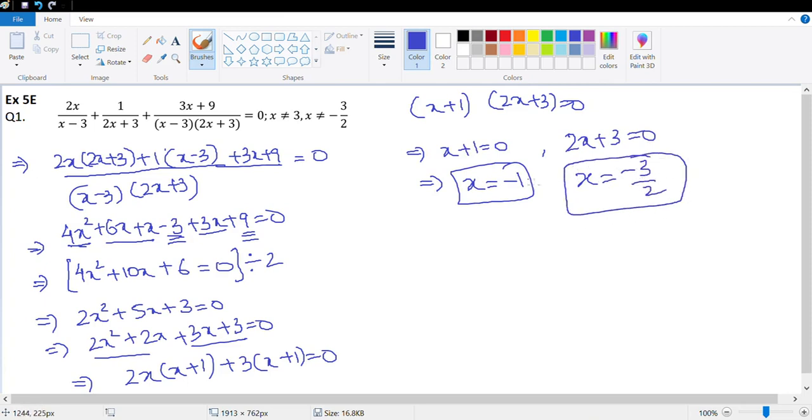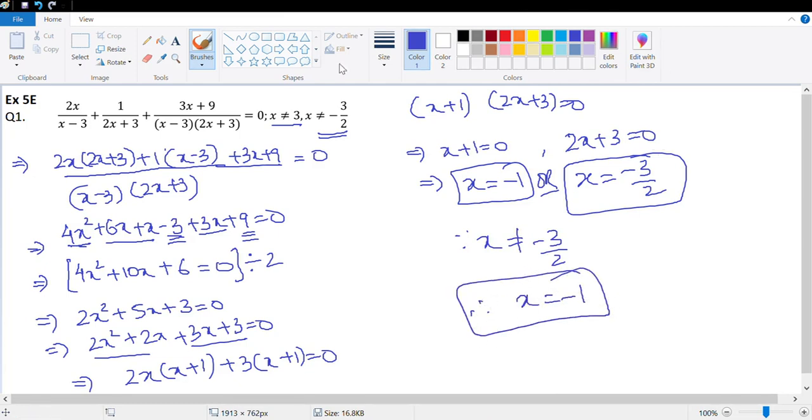Let's read the question. The question says find the value of x, where x is not equal to 3. We did not get the value of x as 3, and x is not equal to negative 3 by 2. So since x is not equal to negative 3 by 2, therefore x is equal to negative 1. That's why I repeat, you should always read the question once you've solved it to figure out in case you missed any element from the question. Good, let's look at the next one.